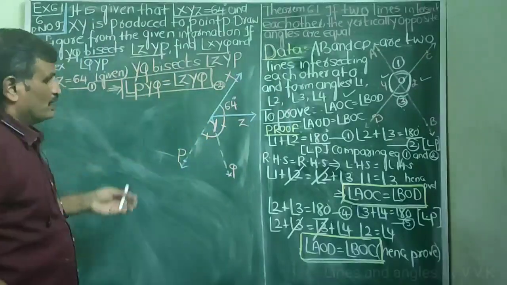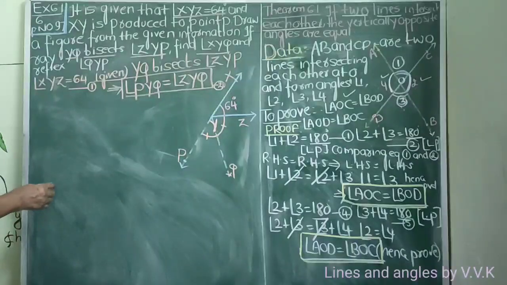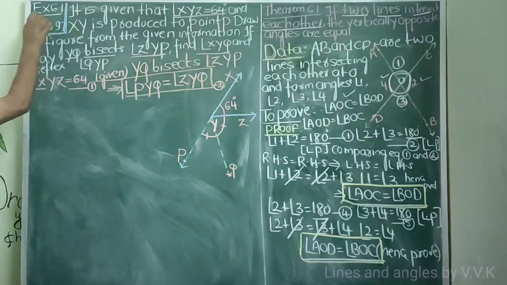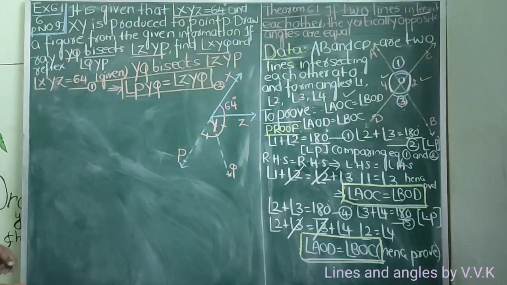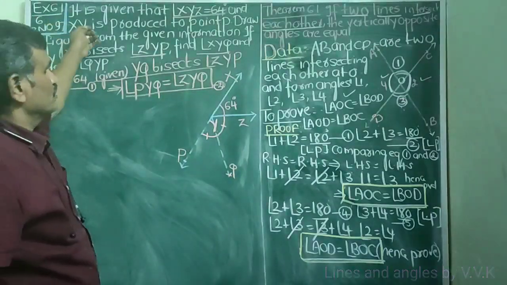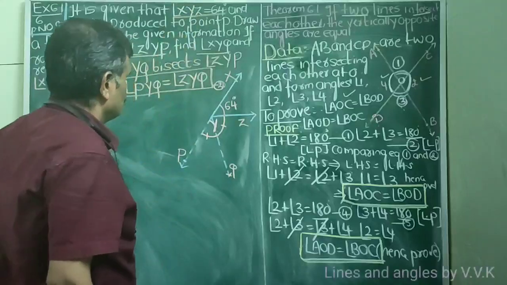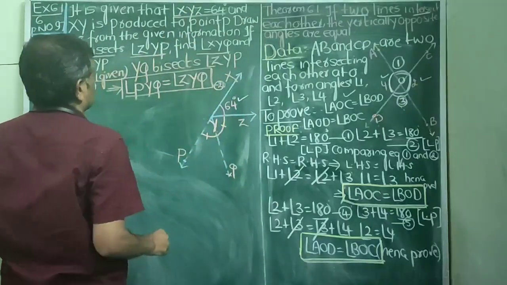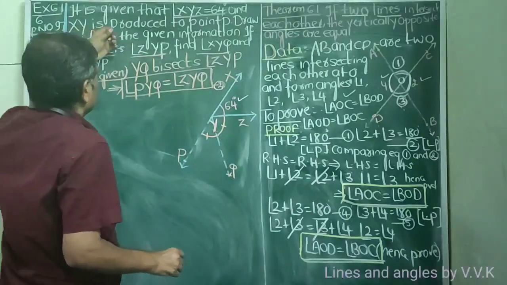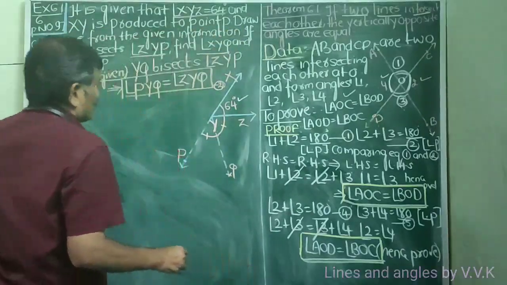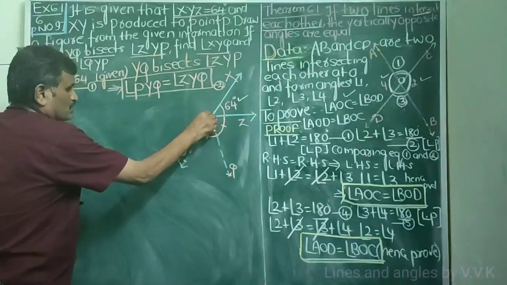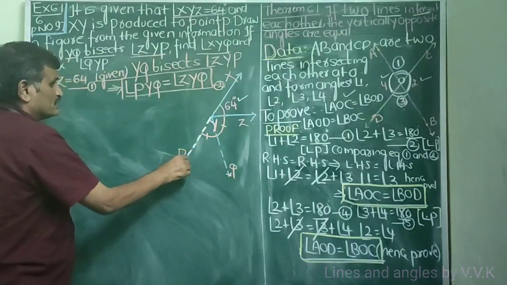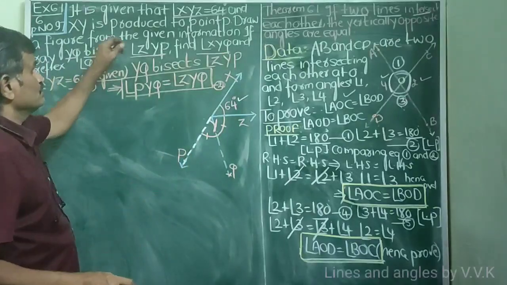Now we will go for one more problem in your textbook. Exercise 6.1, sixth problem, page number 9. The question reads, it is given that angle XYZ is 64. So I have drawn here angle XYZ is 64 degrees. And XY is produced to point P. This line XY is produced. Produced means what? Extended. Up to where it is extended? It is extended up to point P.